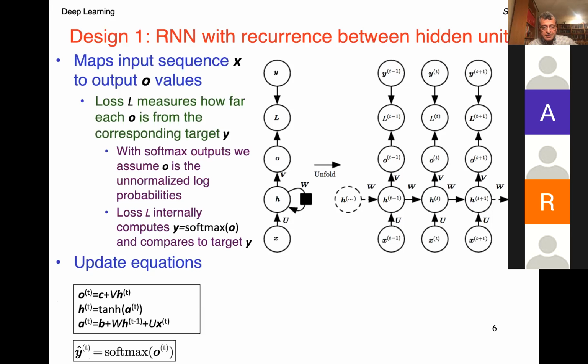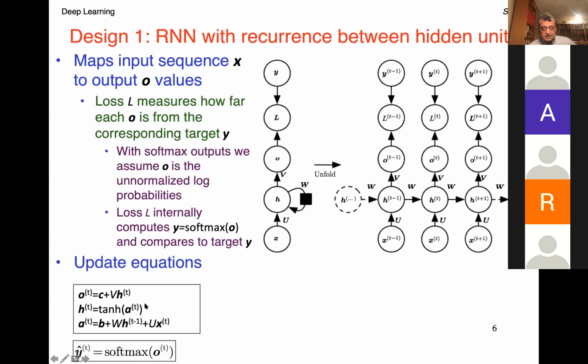With softmax outputs, we assume O is the unnormalized log probabilities, right? So it is computing some set of values here. It's a softmax. Softmax is operating here, which is computing probabilities and some values, unnormalized log probabilities, and those are going to be normalized by softmax. Loss L internally computes y hat equal to softmax of O and compares. So it is computing the softmax of all of this and compares it to these Ys. That's how this value is decided.